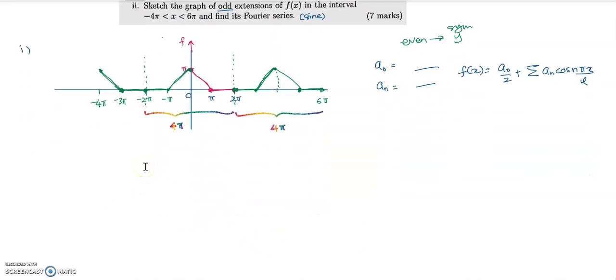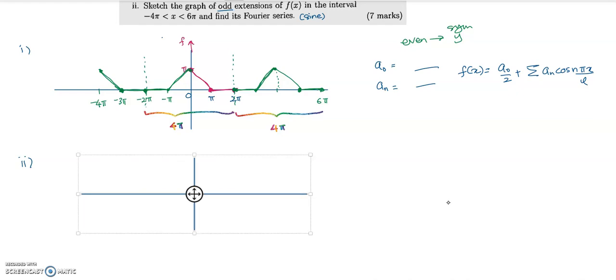Now, similarly, for problem number 2, we need to do the odd extension. So we have 0, pi, 2 pi, the same thing, so the initial graph should be the same. Pi is somewhere here, so the initial graph is like this.